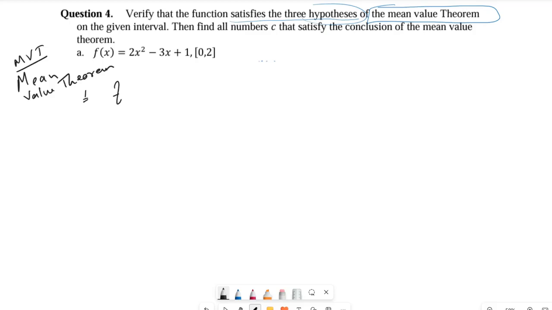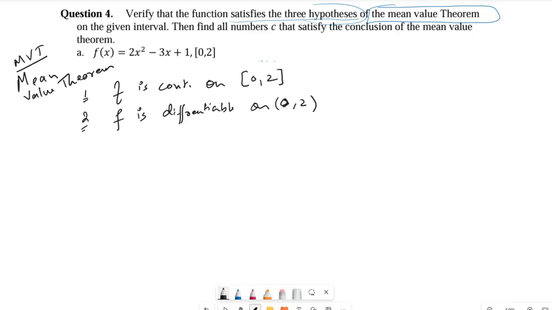Number one, f is continuous on the closed interval. The second one, f is differentiable on the open interval. Okay, there are two conditions of the mean value theorem. Let's look at the function.